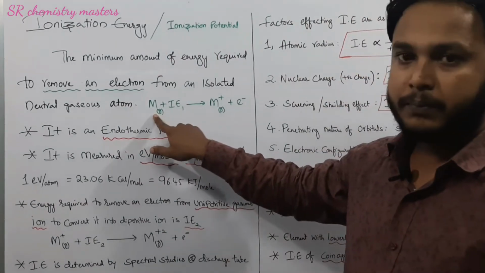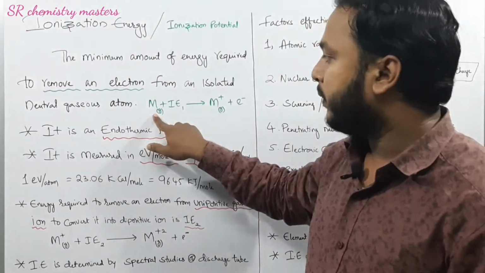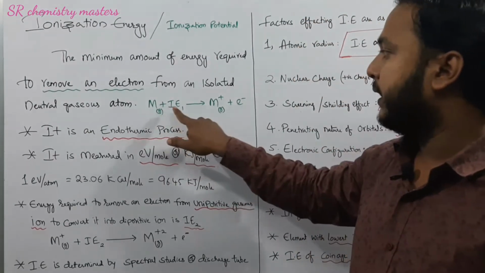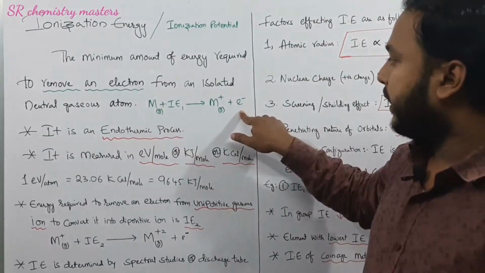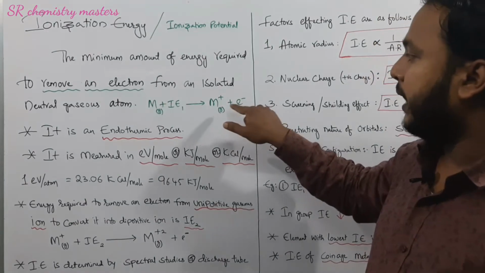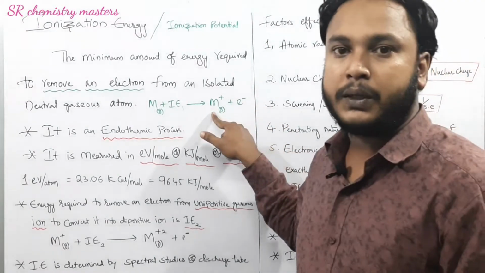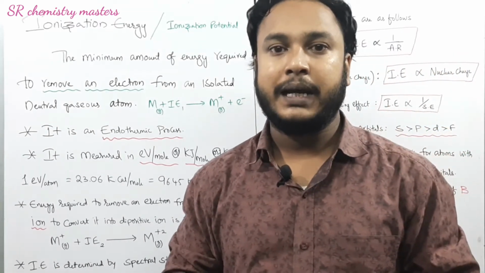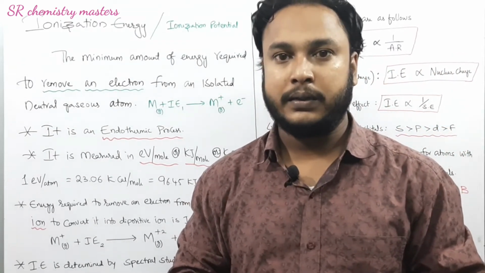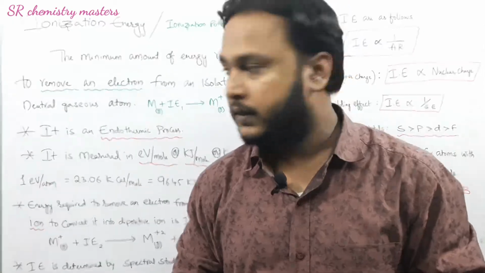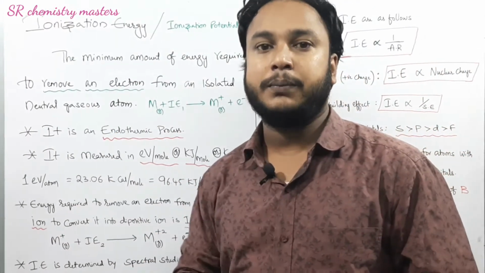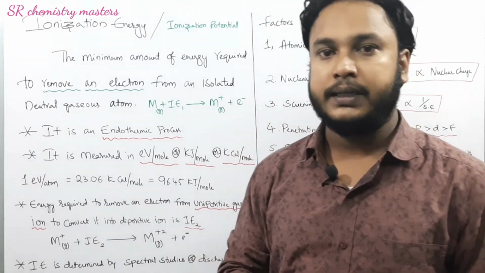If we see the ionization energy in terms of an equation, this is M. M is nothing but an atom, and that too in gaseous state. When we supply the energy to the atom, it releases the electron and the atom itself gets converted into a positive ion. Remember, when we remove an electron from an atom, the atom gets converted into a cation, or positively charged ion. Ionization energy is an endothermic process. An endothermic process is a process in which energy is utilized.